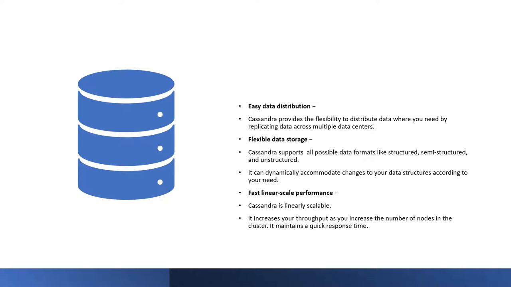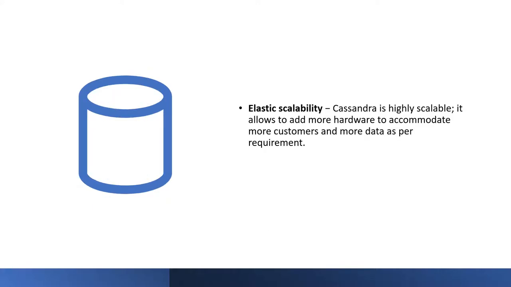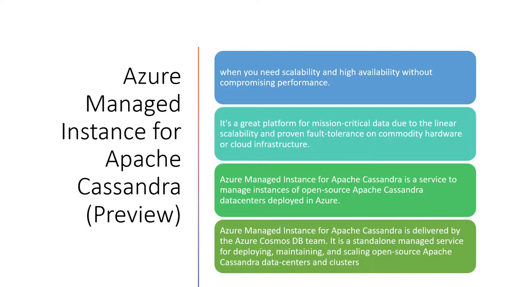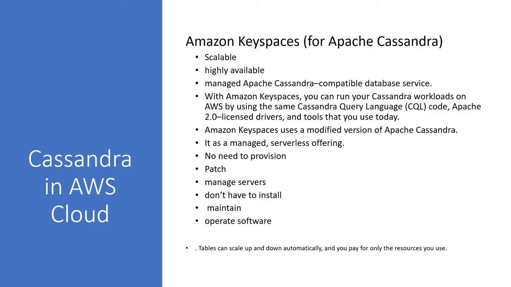It has fast linear scale performance. The performance can be scaled because it supports multiple nodes, and the response time is really very nice. It supports elasticity, so it is highly scalable. Now we will go back to the service providers in the cloud.